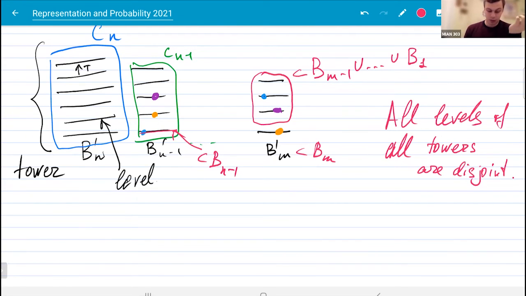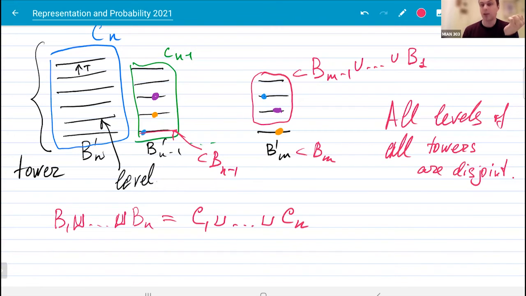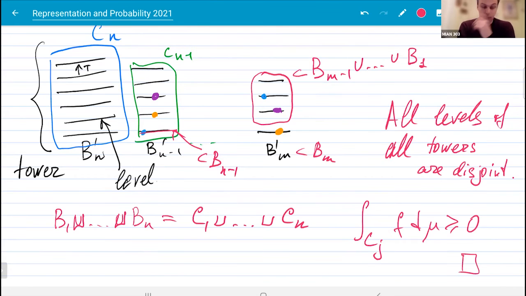And b1 and so on to bn, we can just say like here, is just the same as the union of c1 to cn, and we know that the integral over cj of f d mu is non-negative, and therefore the sum of the integrals over the union is also non-negative. And this ends the proof of the maximal ergodic theorem.